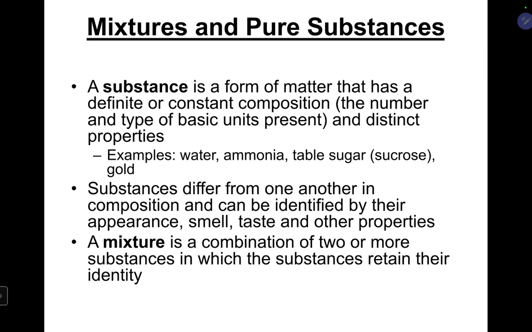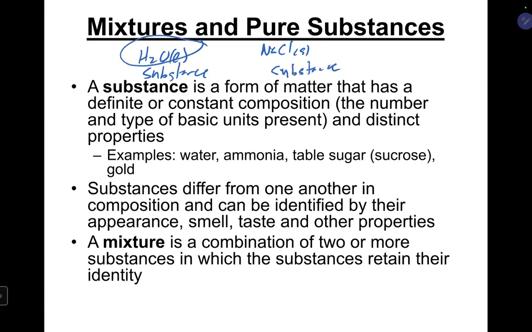So what happens when we take two or more substances and put them together? We get a mixture. So a mixture is a combination of two or more substances together, and that makes a mixture. So for example, if I had water by itself, that would be a substance. If I had sodium chloride solid by itself, that would be a substance.